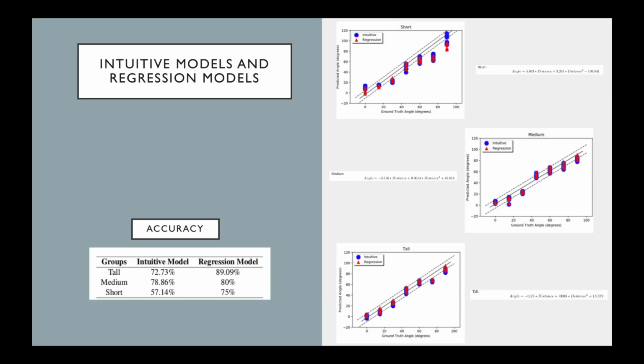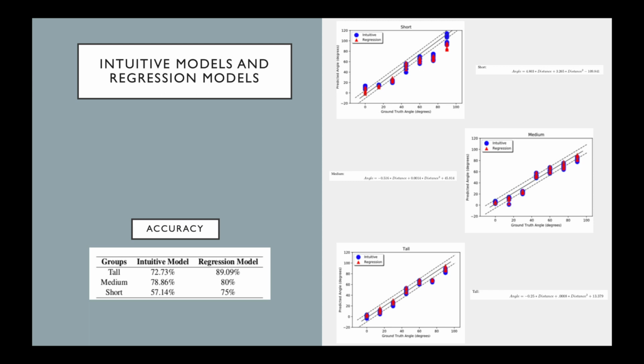The final step was to create models to determine the accuracy of our device and app. We used an intuitive model and a linear regression model to model our data. First, we created our regression models. We created 3 models off of the groupings of height, and we were able to create a second-degree regression model shown on the screen along with their equations. The intuitive model is just a simple ratio.